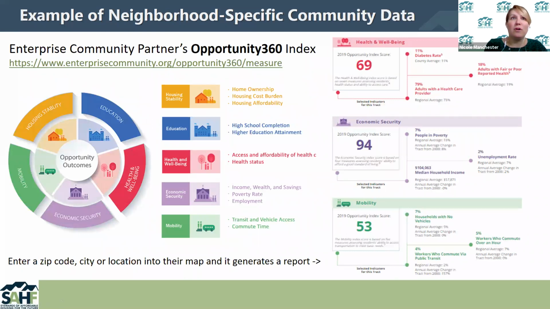So this is an example of some community data that you can utilize. Enterprise Community Partners developed this index Opportunity 360 a few years ago, and they've really expanded it over the last few years, and it's a real wealth of information. And it's just a great resource for understanding the broader landscape within certain neighborhoods. I believe they do it at the census tract level.